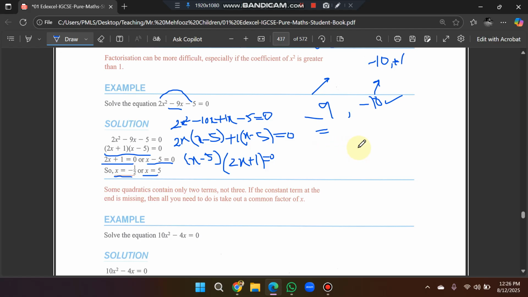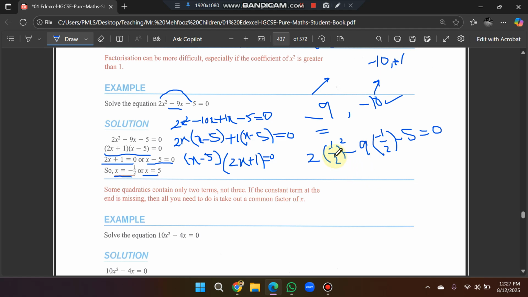So if we check whether these two solutions are the solutions of this equation or not, we have to put these values, because here we have x is equals to minus 1 over 2, so we put the value as minus 1 over 2. How? 2 times minus 1 over 2 square, right, minus 9 times minus 1 over 2 minus 5 is equals to 0.